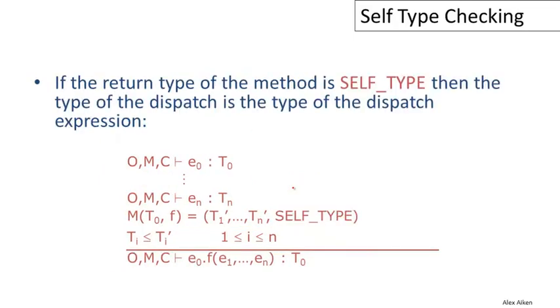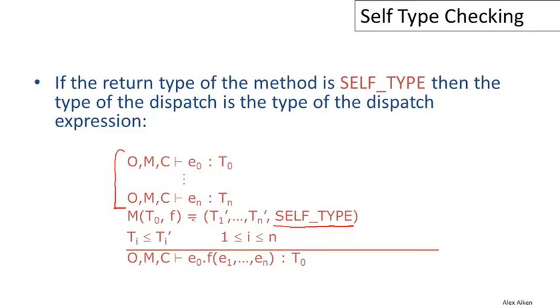Now that we have self-type and we've done all this work, what if the method's return type is self-type? How are we going to type check that? Well, here's the rule. As usual, we type check the expression that we're dispatching to, that's E0, and all of the arguments, and we just get their types. They are type checked in the same environment as the entire expression.